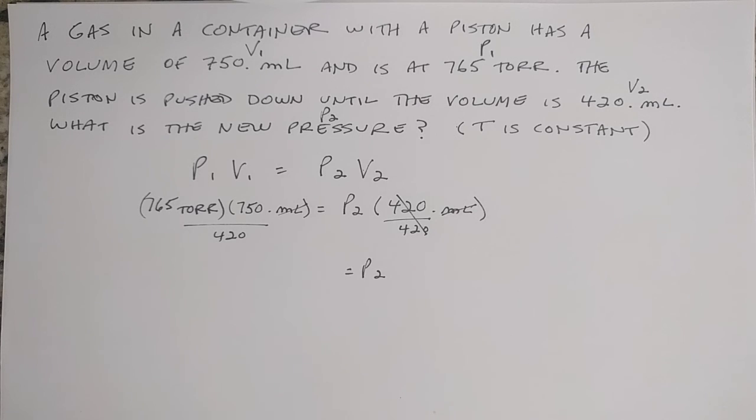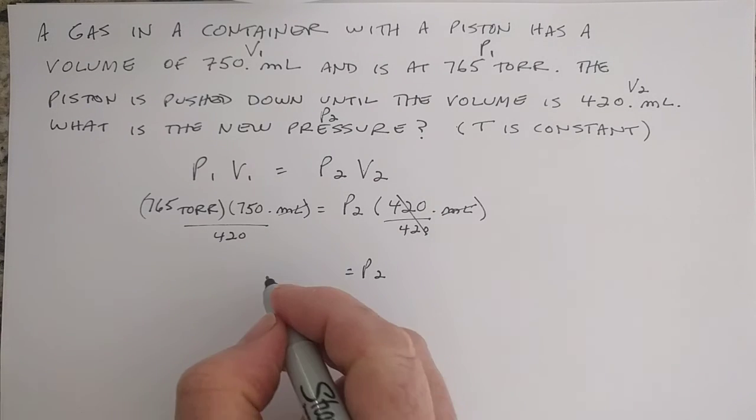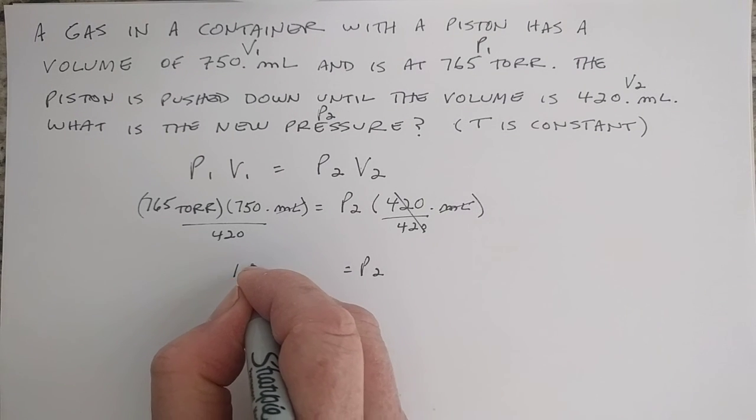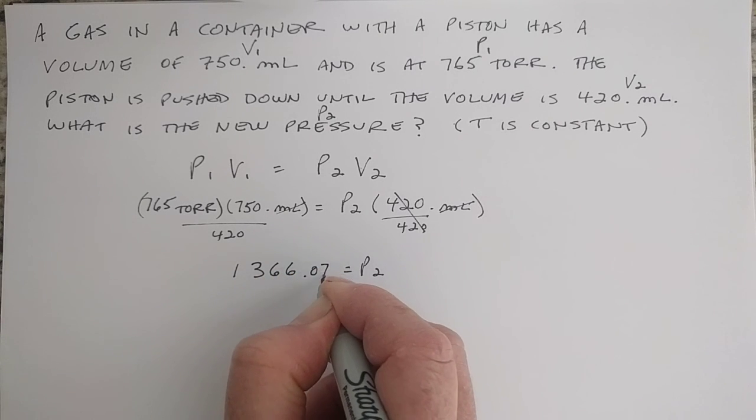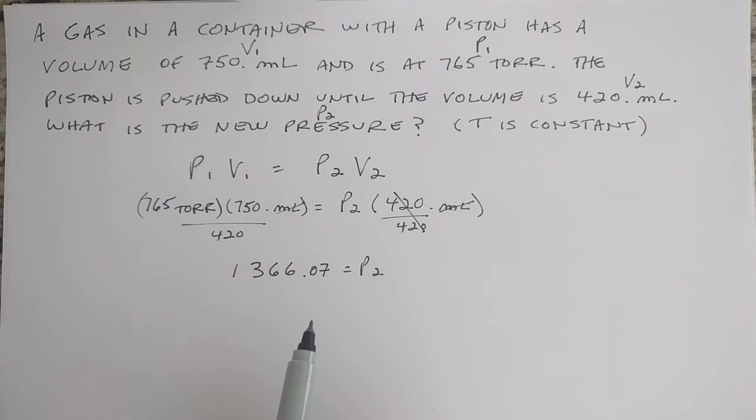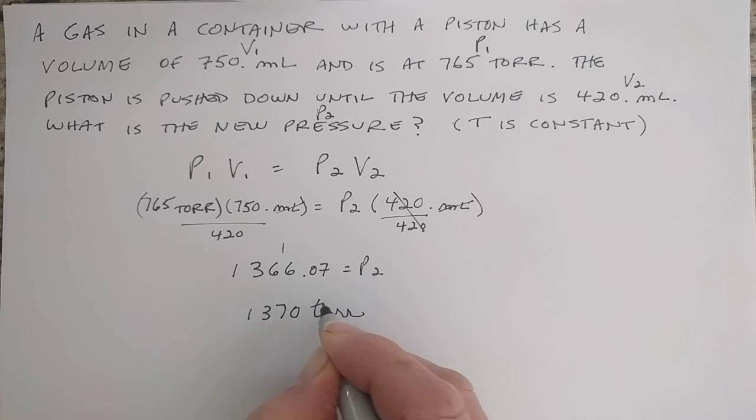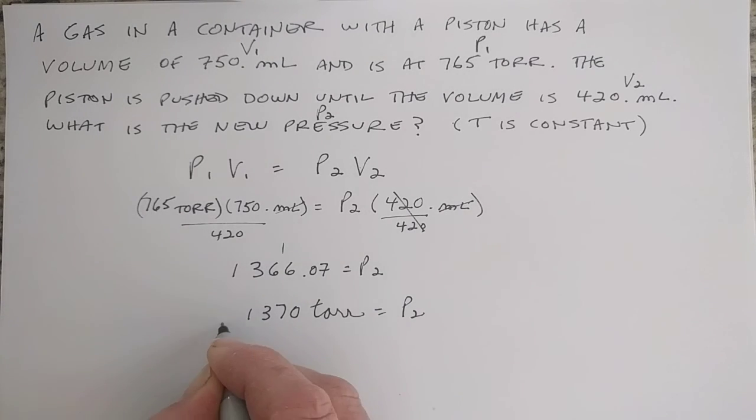Okay, so we have 765 times 750 divided by 420 equals. Okay, so let's see. I'll write the number down and then we'll do our sig figs. So my calculator tells me 1366.07, and I need 3 sig figs. 1, 2, 3. I have to maintain the magnitude of the number. So 1370 torr is my answer.